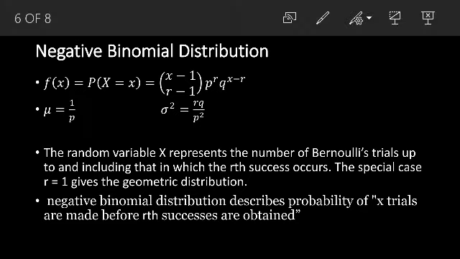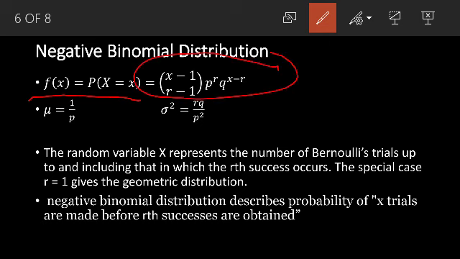Okay, so here we can see the probability distribution function of a negative binomial distribution, which is x minus 1 combination r minus 1, then p raised to power r, then q raised to power x minus r. Then here we have the mean of a negative binomial distribution, and the mean is 1 over p. And the variance is rq over p squared. Now don't forget, p is the probability of success, q is the probability of failure.